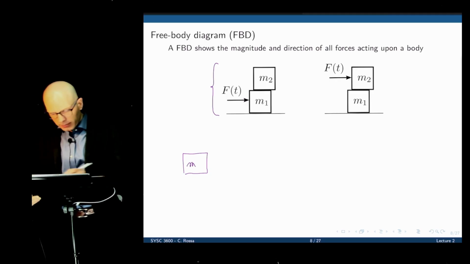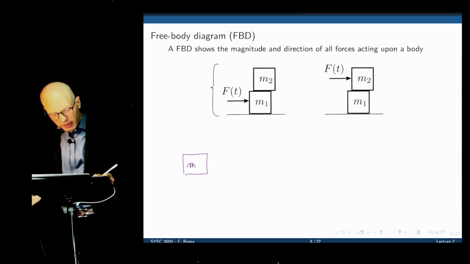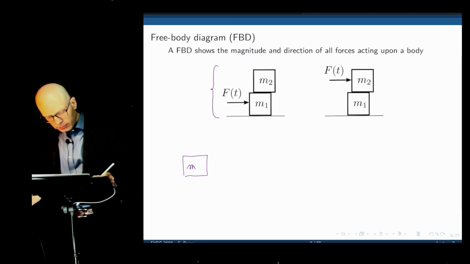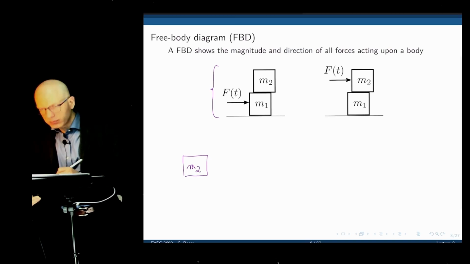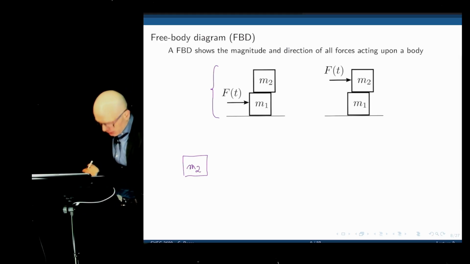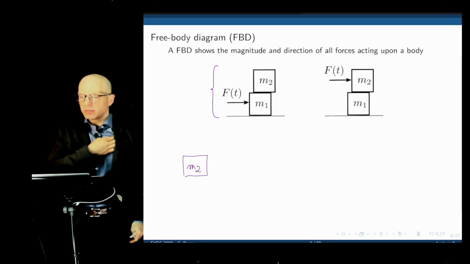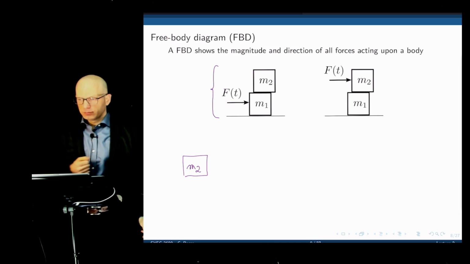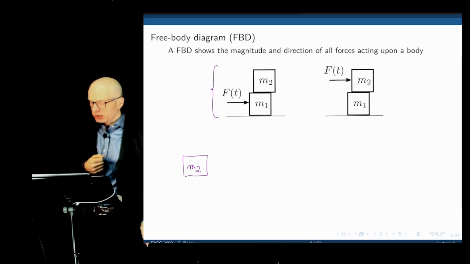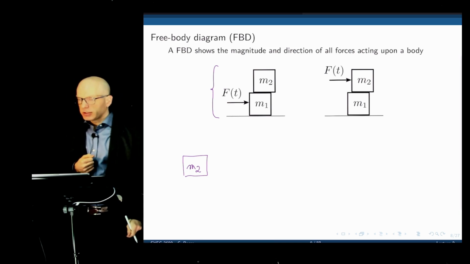What is happening in mass M2? Is there any force acting on mass M2? We have two boxes stacked. We apply a force to the bottom one. Would there be a viscous damper friction or whatever you call it? Exactly. There is viscous friction.